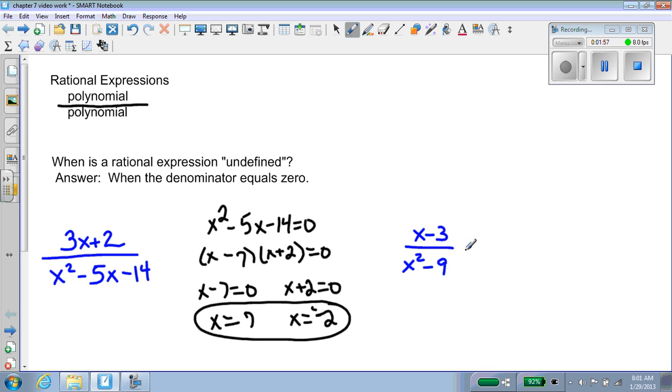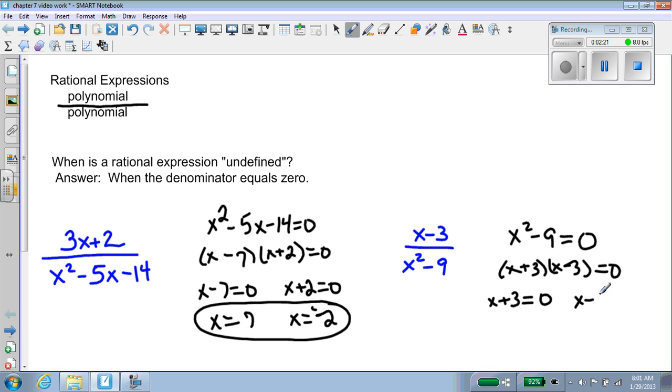Okay, let's take another one. When will this rational expression be undefined? Well, it will be undefined when x squared minus 9, the denominator, equals 0. That would be x plus 3 times x minus 3 equaling 0. So x plus 3 equals 0, or x minus 3 equals 0. So when x is negative 3, or when x is 3.